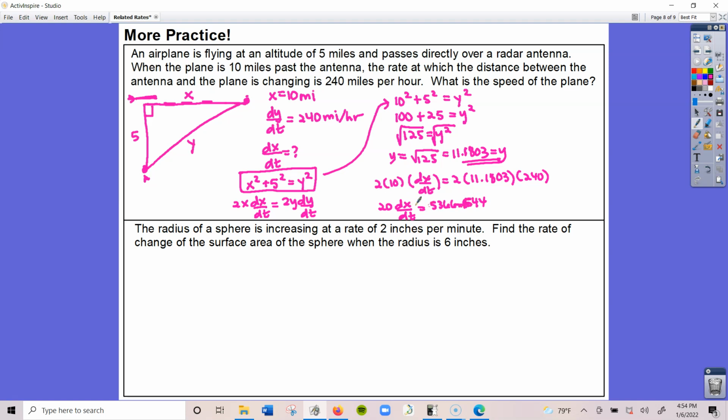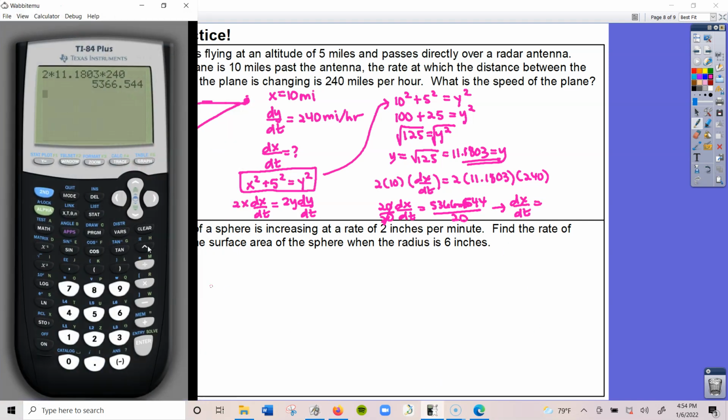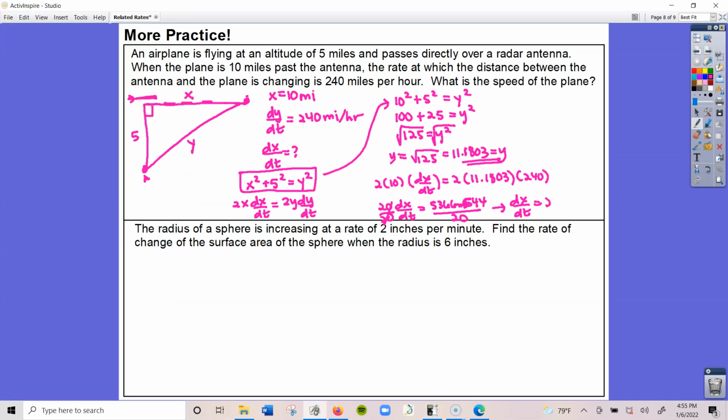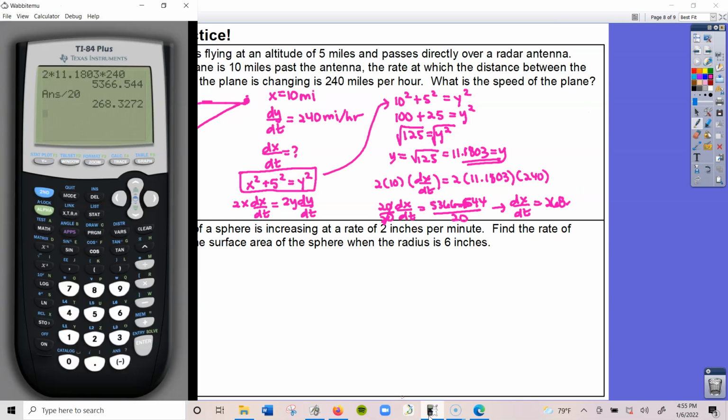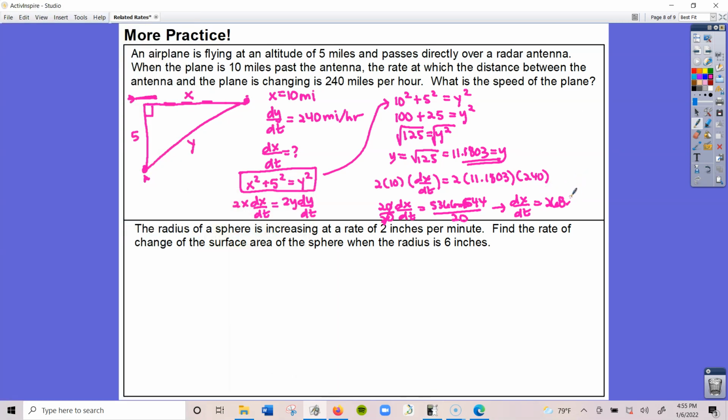And then to solve for dx/dt, we're going to divide that by 20. So dx/dt is going to be 5,366.544 divided by 20, which is 268.3272. And our units is going to be in miles per hour.